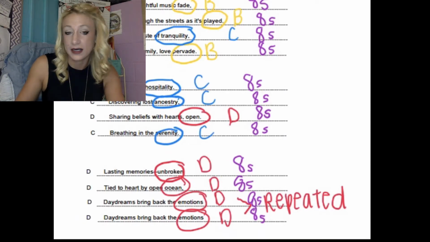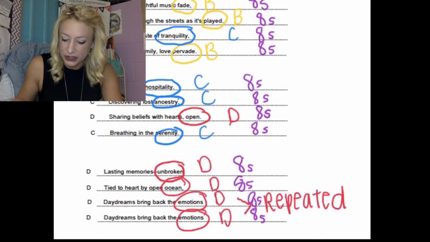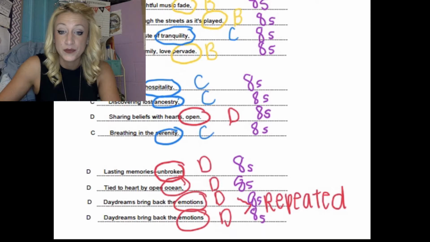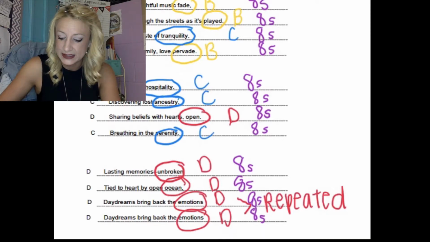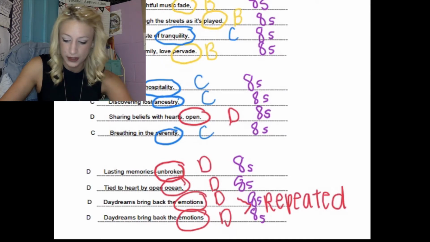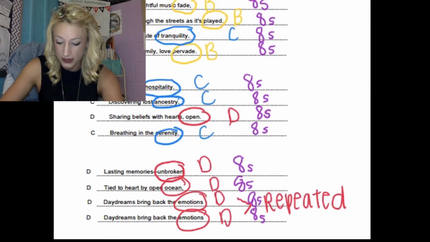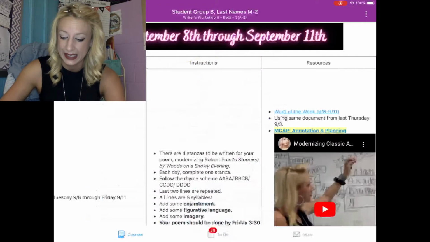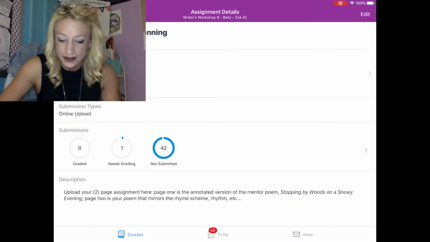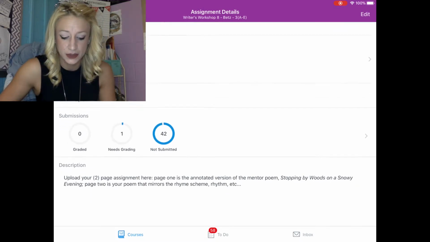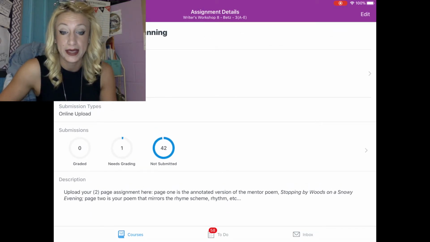This we're turning in on Canvas. So I'll show you the assignment on Canvas. You're going to go to your student playlist, and under resources I have it highlighted for you. It's MCAP, which is Modernizing Classic American Poetry, annotation and planning. Go ahead and click on that, and you are going to upload your 2-page planning guide there.